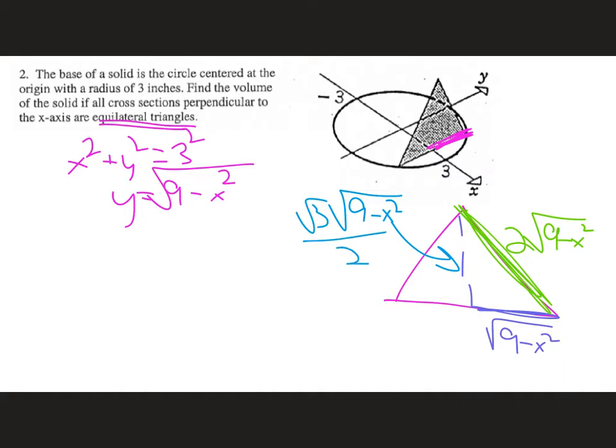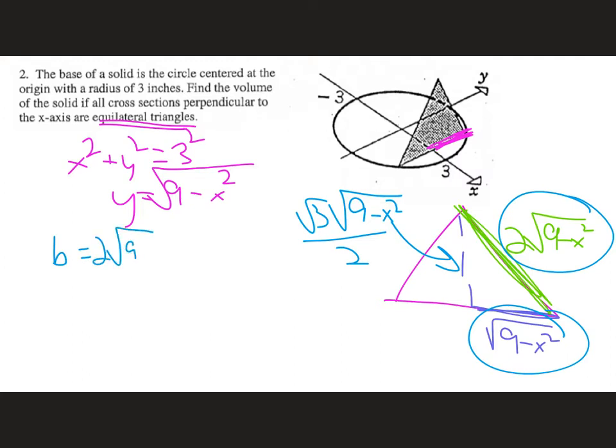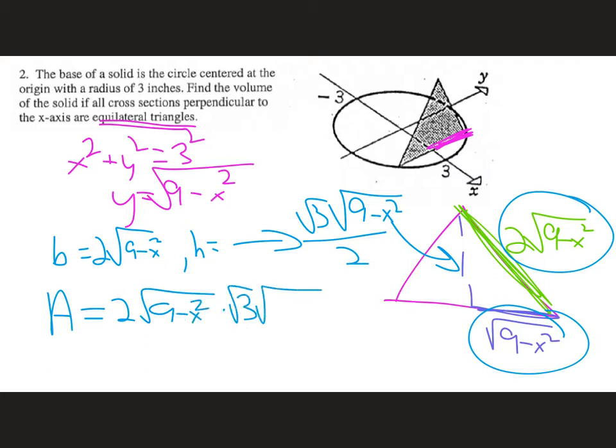Again, you can either use your knowledge of trig, hint, that's a special kind of triangle, or you can use the Pythagorean theorem, this squared minus this squared, and square root it, because 4 minus 1 is 3. And then, okay, so I now have the base and the height. The base is 2 square root 9 minus x squared. The height is that. So the area is 2 square root 9 minus x squared times square root of 3, square root 9 minus x squared over 2.